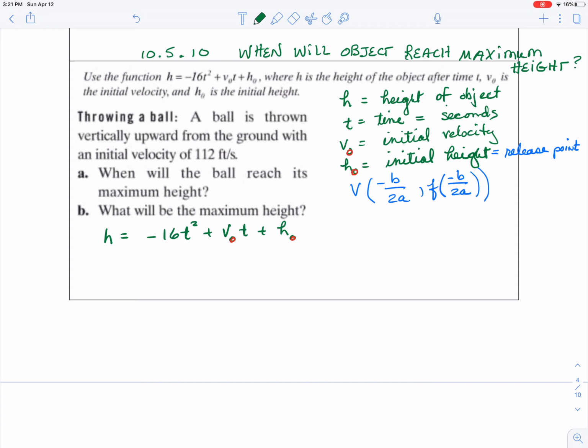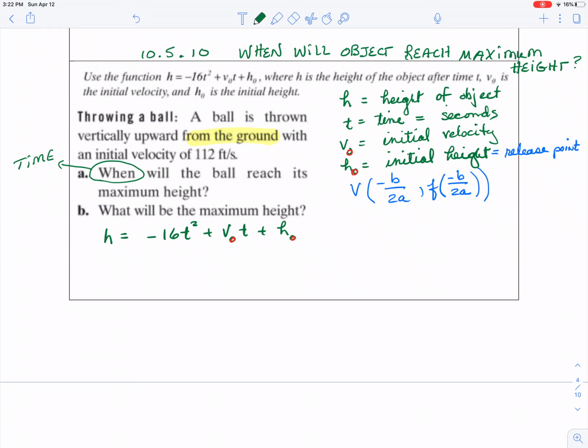So if someone's tossing a ball vertically upward from the ground, that is important, from the ground, with an initial velocity of 112 feet per second. When will the ball reach its maximum height? When? When is time. So we're being asked to find out something here about time. When will it reach that maximum height? And then here on the second part, we're asked to find out what that maximum height is. So how high will it actually go?